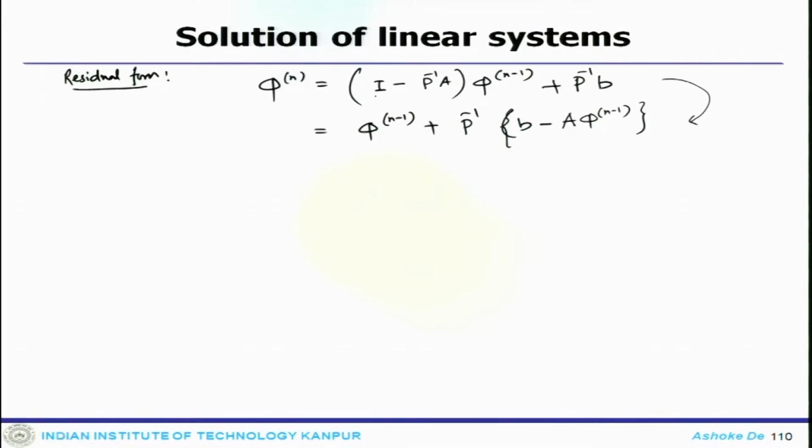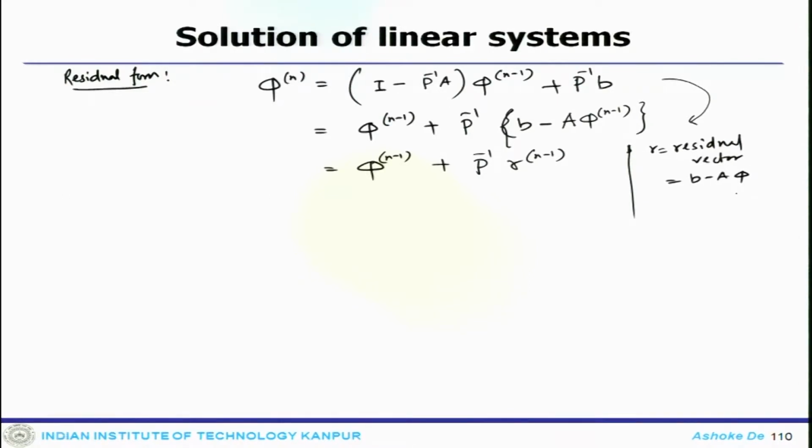This is the identity matrix multiplied with the n minus 1 level of variable, and then you take P inverse A to that side. So, this will become like this, which one can rewrite as phi n minus 1 plus P inverse r to the power n minus 1. Here r is the residual vector, which is B minus A phi.